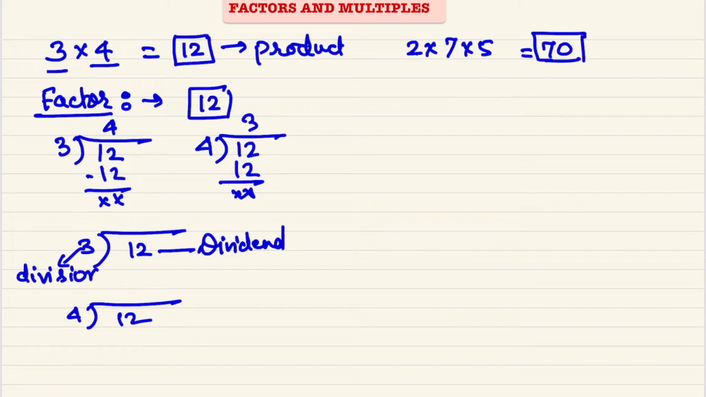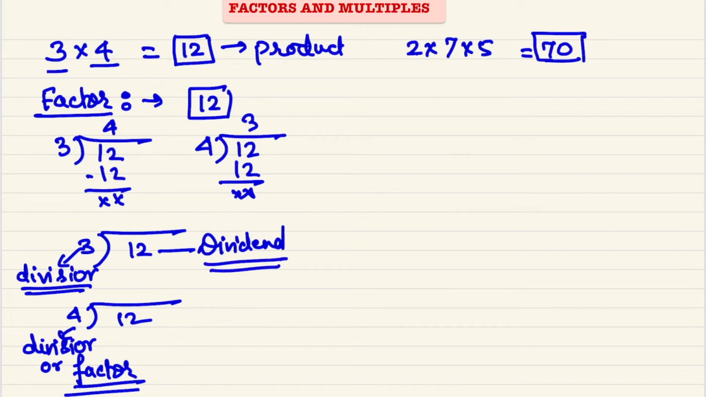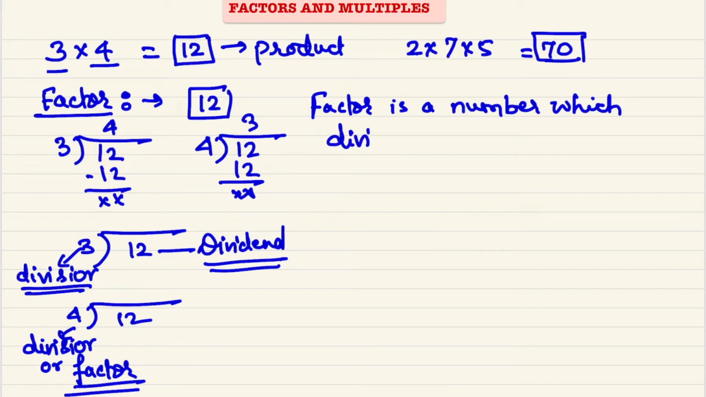So 3 and 4 are divisors, and another term for them is factor. So a factor is a number which divides the dividend completely. So I'll write a definition. A factor is a number which divides the dividend completely.